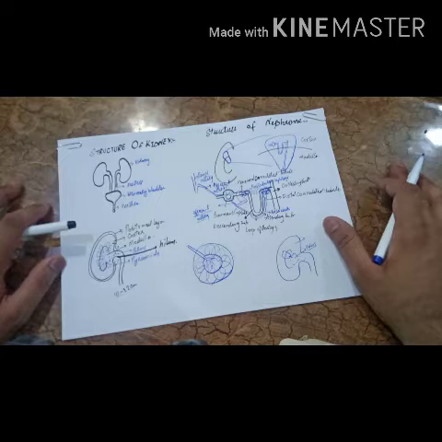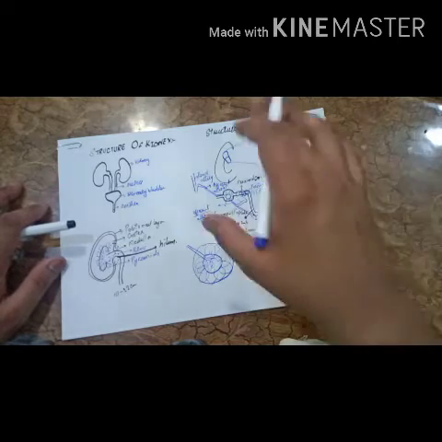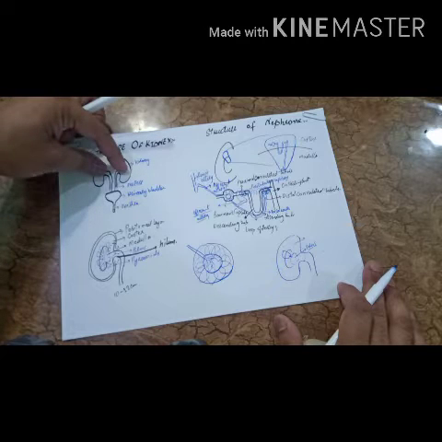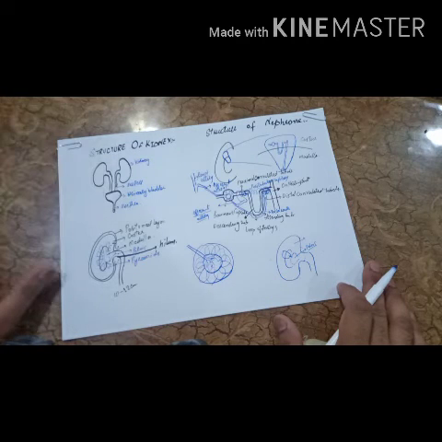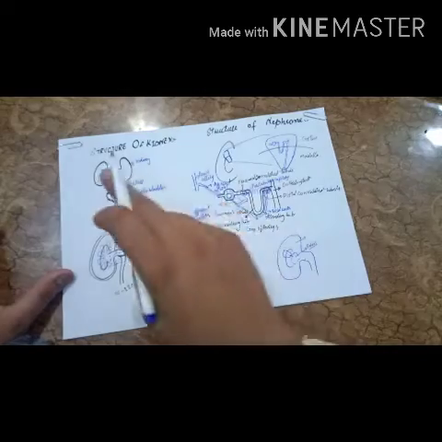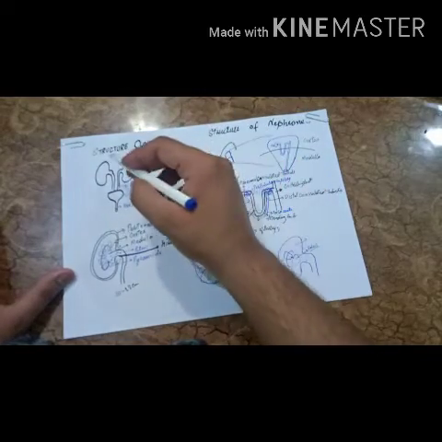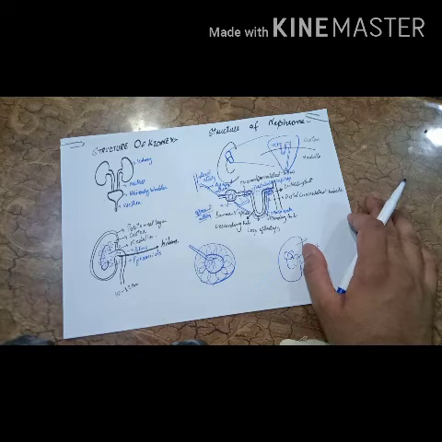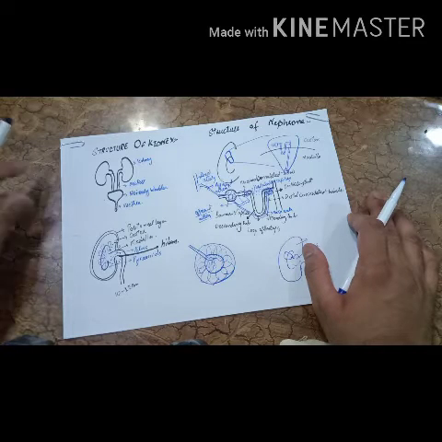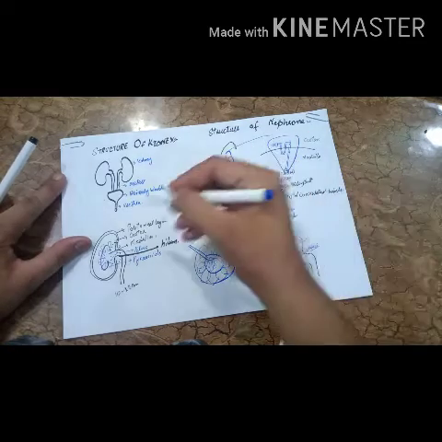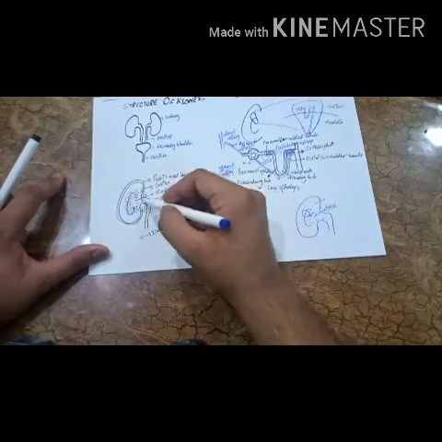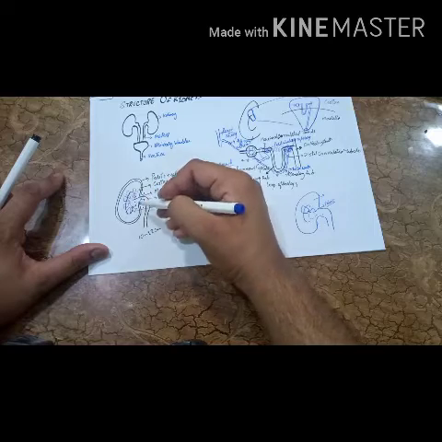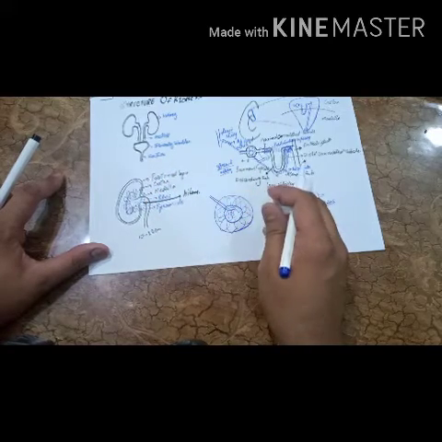Let's make a quick review of the structure of kidneys and the structure of nephron. A pair of kidneys, which is a bean shaped structure, is present on either side of the vertebra: the right kidney and the left kidney. The right kidney is slightly lower than the left kidney because of the liver. And here is a complete longitudinal section of this kidney. Kidney is a bean shaped structure which ranges in size from 10 to 12 centimeters.